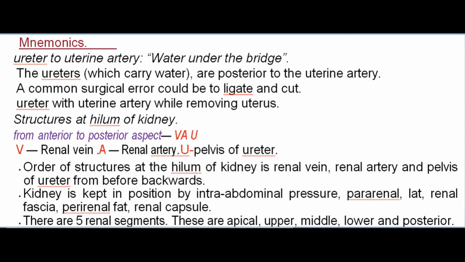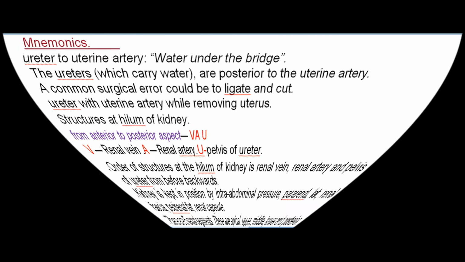Structures at the hilum of the kidney. From anterior to posterior: VAU. V, renal vein; A, renal artery; U, pelvis of ureter. The order of structures at the hilum of the kidney is renal vein, renal artery, and pelvis of ureter from before backwards. The kidney is kept in position by intra-abdominal pressure, pararenal fat, renal fascia, perirenal fat, and renal capsule. There are 5 renal segments. These are apical, upper, middle, lower, and posterior.